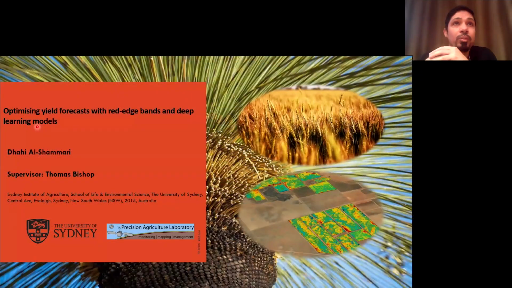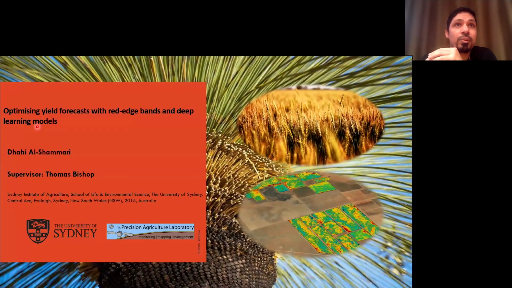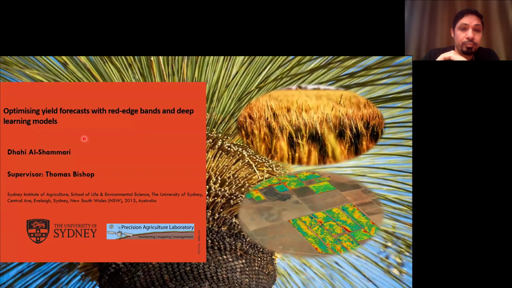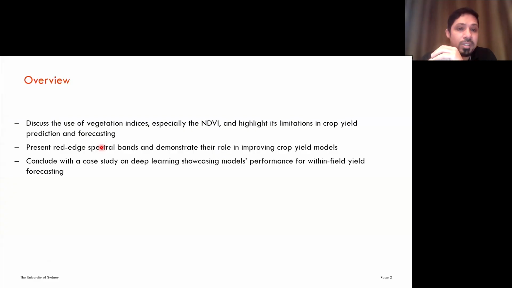So I'm going to talk about optimizing crop yield forecast with red edge bands and deep learning. I will start with discussing the vegetation indices, especially the NDVI, and highlight its limitation in crop yield prediction and forecasting. And then I'll move to present red edge spectral bands and demonstrate their potential in improving crop yield models. And then I'll finish up with a case study on deep learning for crop yield prediction and forecasting.